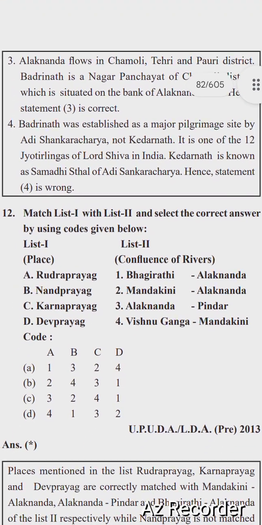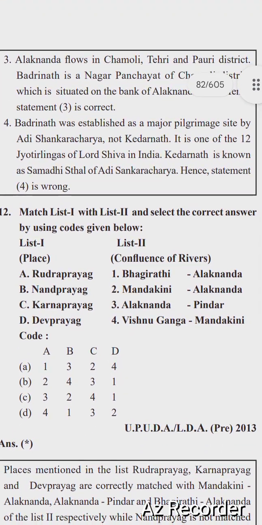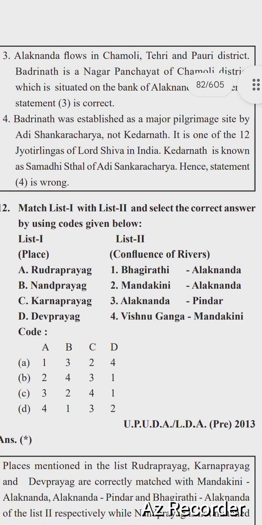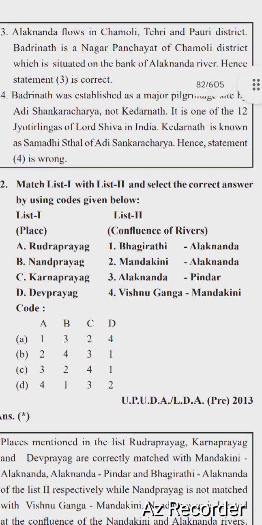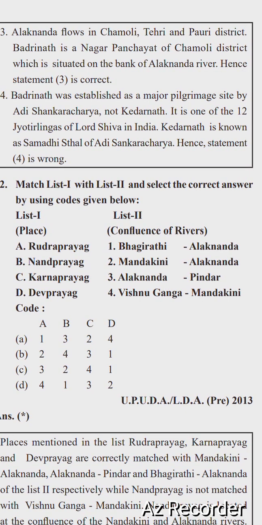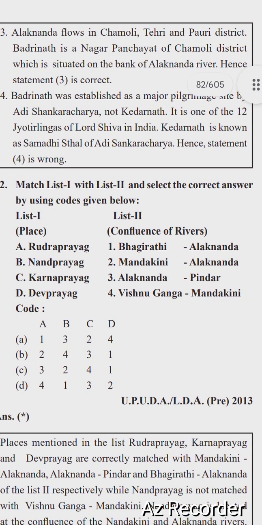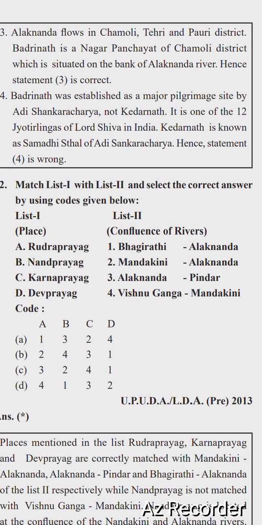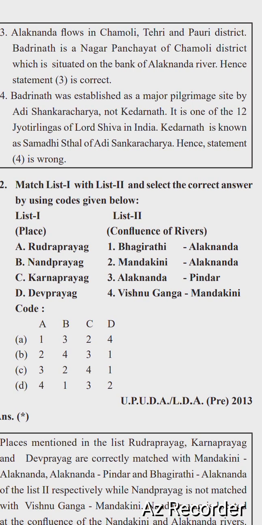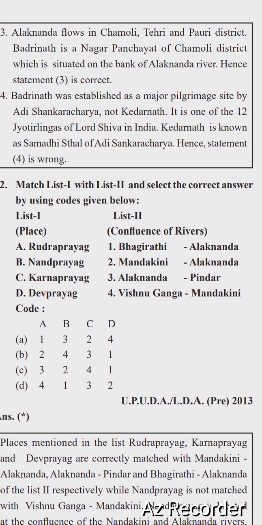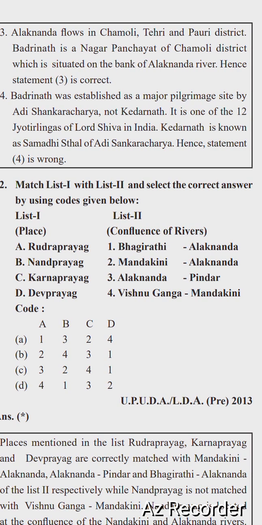Okay, next, match List 1 and List 2 and select the correct answer by using the code given below. The lists give place and confluence of rivers: Rudraprayag, Bhagirathi and Alaknanda; Nandaprayag, Mandakini and Alaknanda; Karnaprayag, Alaknanda and Pindar; and Devprayag, Vishnuprayag and Mandakini. We also discussed two points in the previous question. So Devprayag is not Vishnuprayag and Mandakini. Devprayag is the confluence of Bhagirathi and Alaknanda. So option D is not correct.